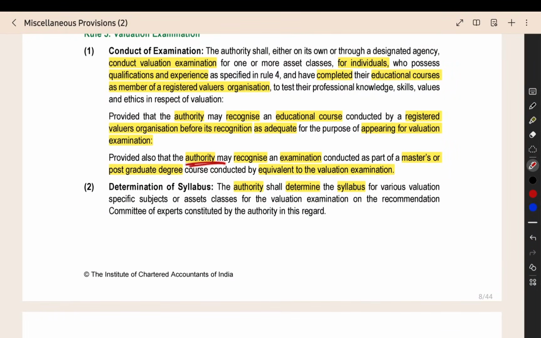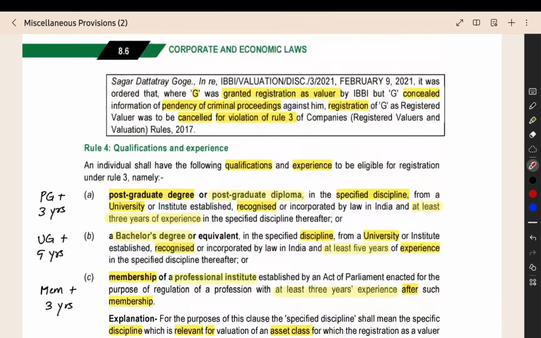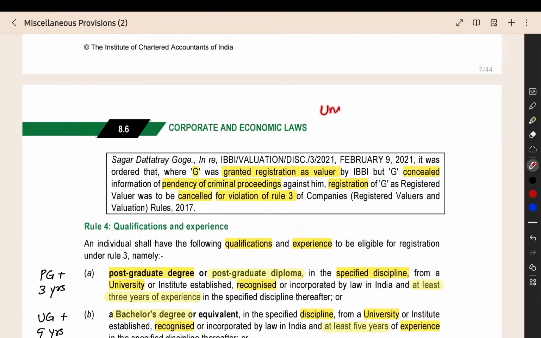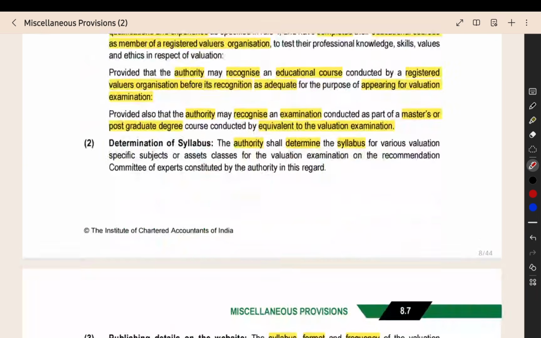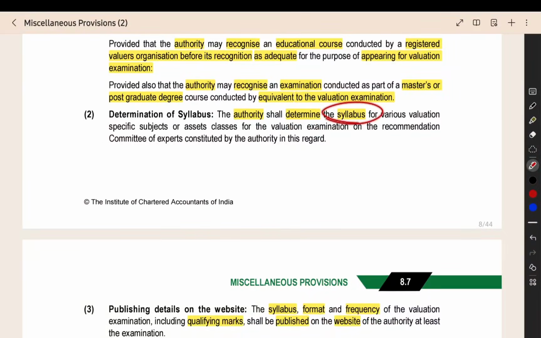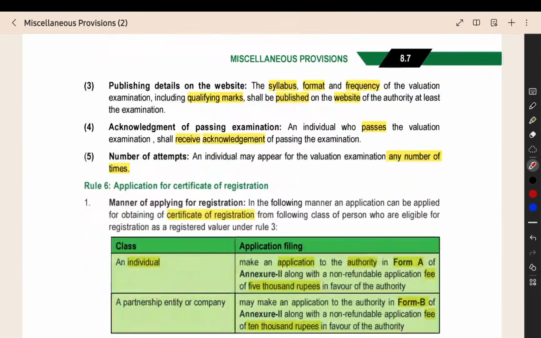Then the authority can say that an examination conducted as part of a postgraduate degree is enough. For example, you are doing a postgraduate degree from a university, and the authority, IBBI, says that whatever final exam you attend in that university is enough. No need to pass the valuation exam separately. This university final examination will be considered equivalent to the valuation examination, and you will be granted the certificate. Then the syllabus for the valuation examination will be determined by the authority.